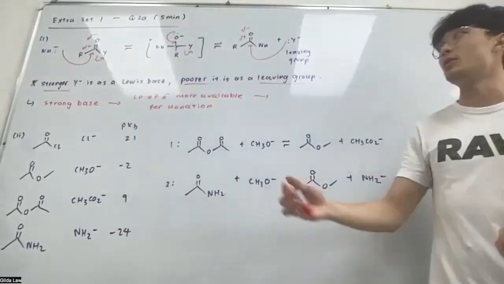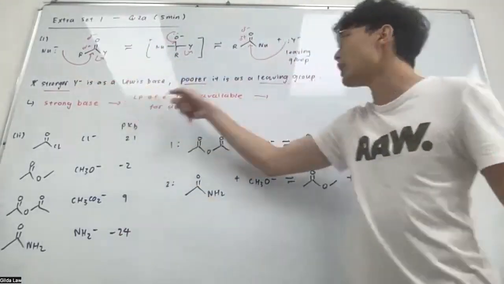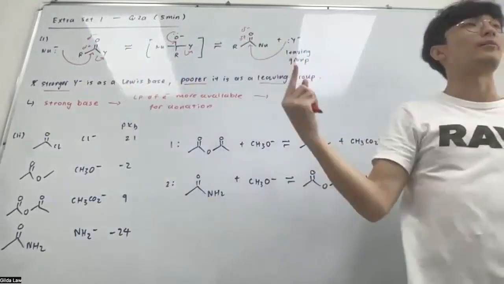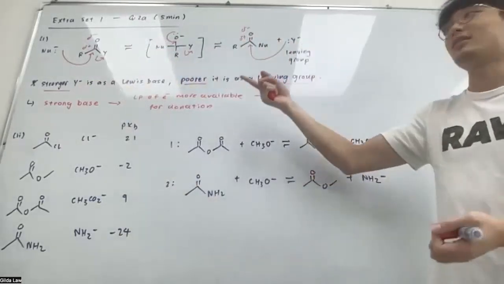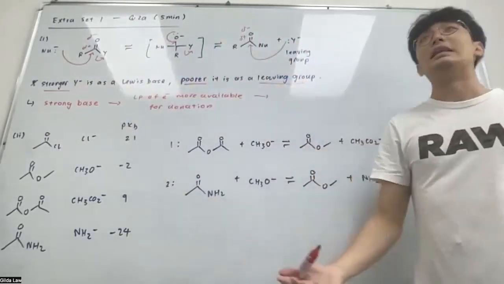A good leaving group has to be something that is weak. Because if it's weak, then the lone pair is not strong enough to attack. Then if it cannot attack, it can't get back together. So that's the idea here.